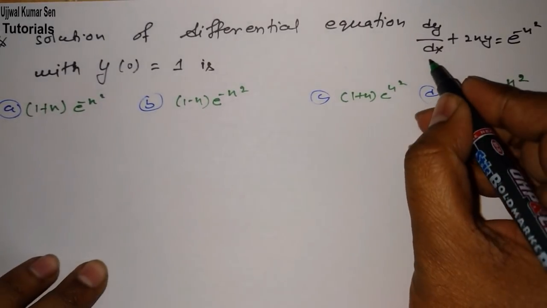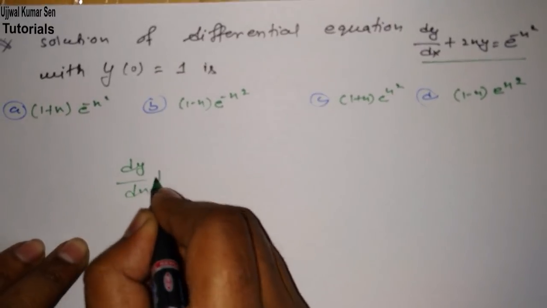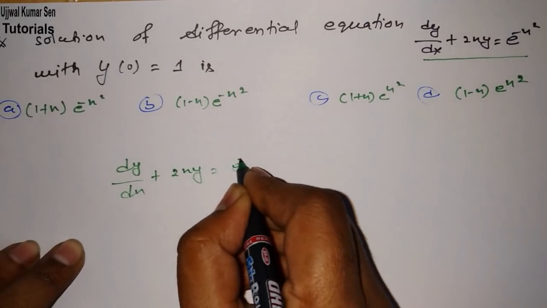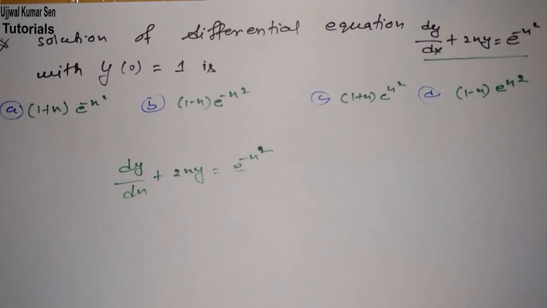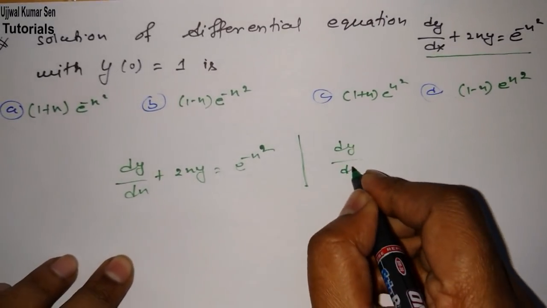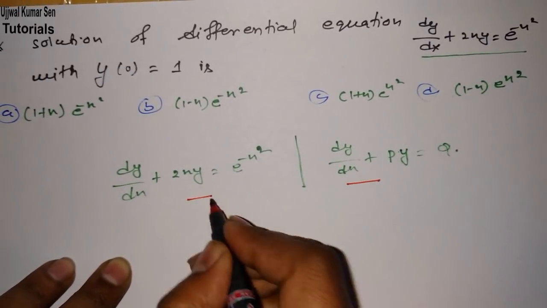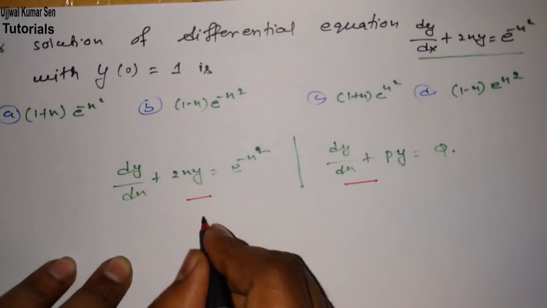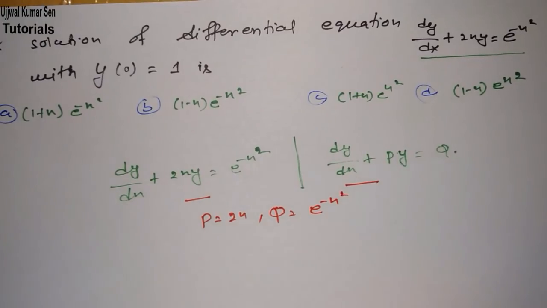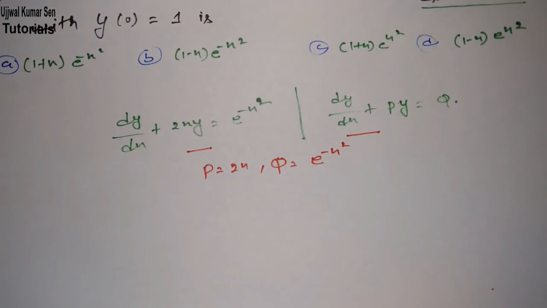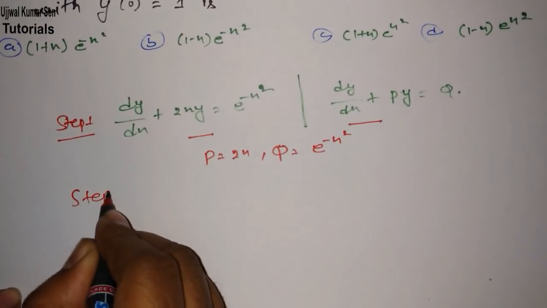Now let's go for the problem. So what is given in this differential equation is dy by dx plus 2xy is equal to e to the power minus x square, right? Now what we have to do is compare with the standard form dy/dx plus py is equal to q. Now compare these two equations. After comparing, what we got is p is equal to 2x and q is equal to e to the power minus x square. Now the first step we have gone through, that is the comparison step. This is step first. Okay, now step second, go to this step.